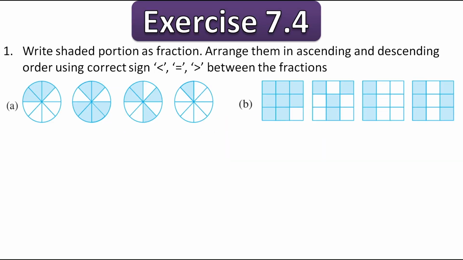Here is the first question. Write the shaded portion as a fraction. Arrange them in ascending and descending order using correct signs between the fractions. For that, we first have to write the fractions. Here we have circles divided into 8 parts, and they are shaded in some parts. The first circle has the fraction 3 upon 8, as 3 parts are shaded.